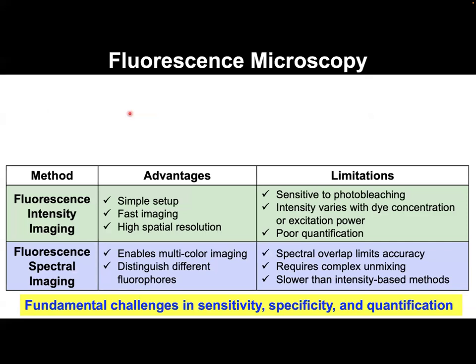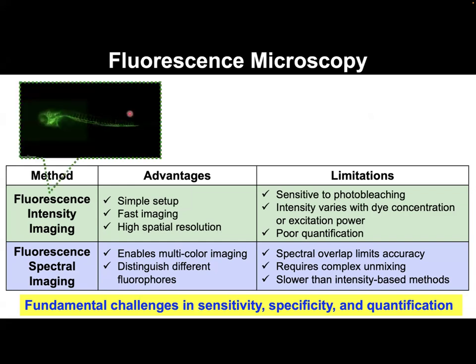Go to background. Fluorescence microscopy has been widely used in the field of bioimaging. The simplest fluorescence microscopy is based on the fluorescence intensity, like here. It has the advantage of a simple setup, fast imaging, and high spatial resolution. However, it has some limitations. For example, the fluorescence intensity is sensitive to photobleaching, and it also varies with dye concentration or excitation power. This results in poor quantification.